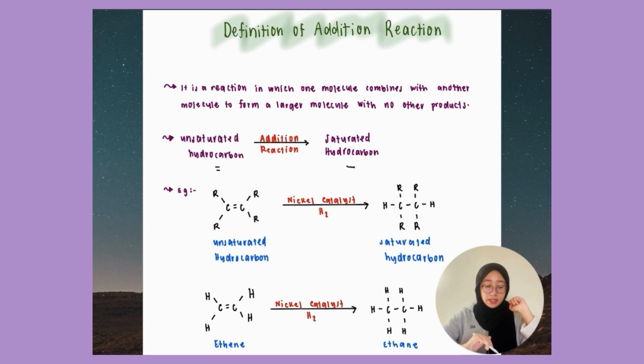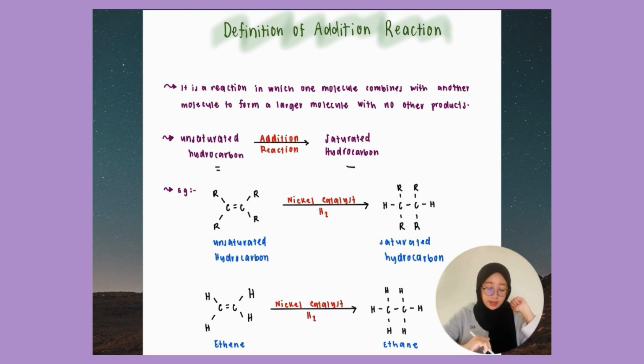For example, if we have unsaturated hydrocarbon here, this R can be an alkyl group or hydrogen. When we add this unsaturated hydrocarbon with hydrogen gas with the help of a nickel catalyst, it will be converted into saturated hydrocarbon, which means the double bond here will break to form a single bond. So this hydrogen will fulfill here, and there will be H here and H here.